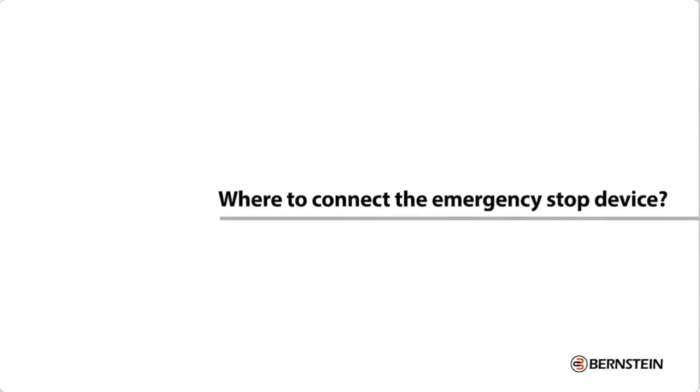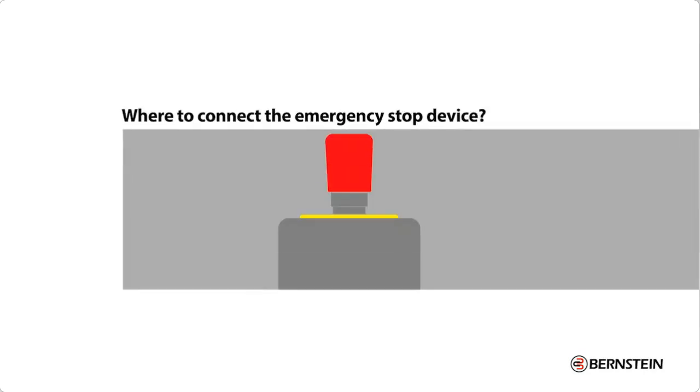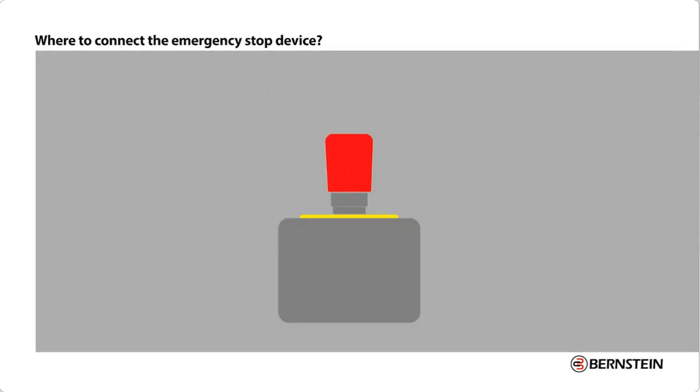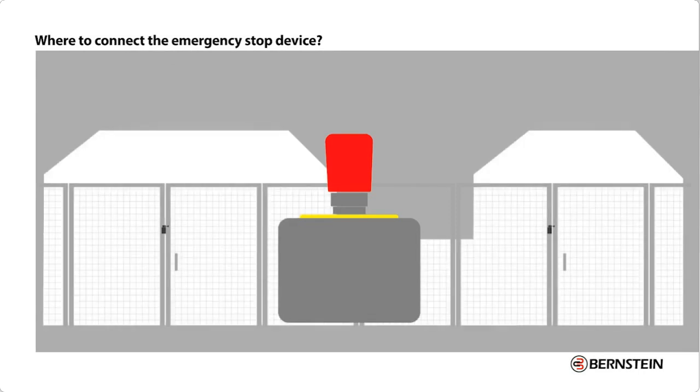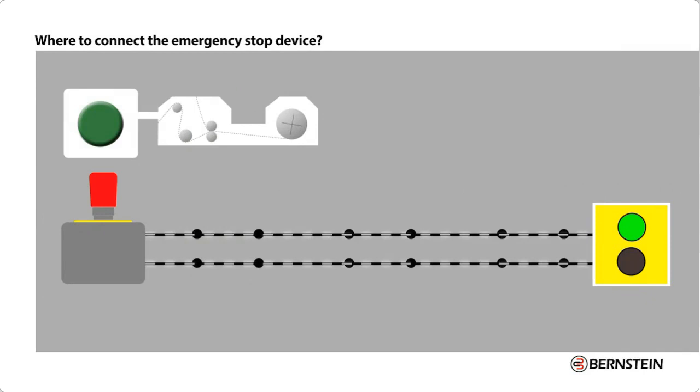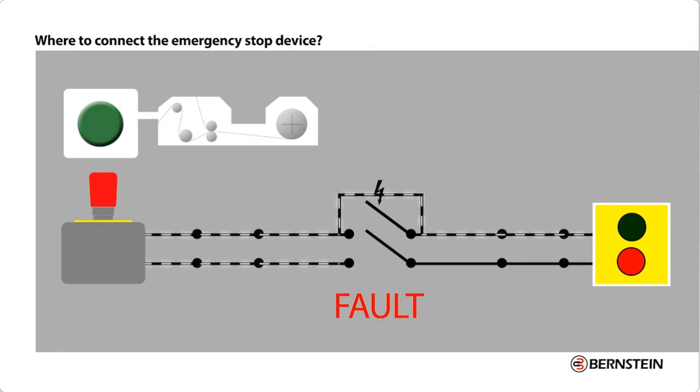Where to connect the emergency stop device. In accordance with the machinery directive, each machine has to be equipped with at least one emergency stop device. These emergency stop devices are typically equipped with electromechanical contacts. If these are now connected in series with other electromechanical safety switches, the possibility of fault masking arises once again.